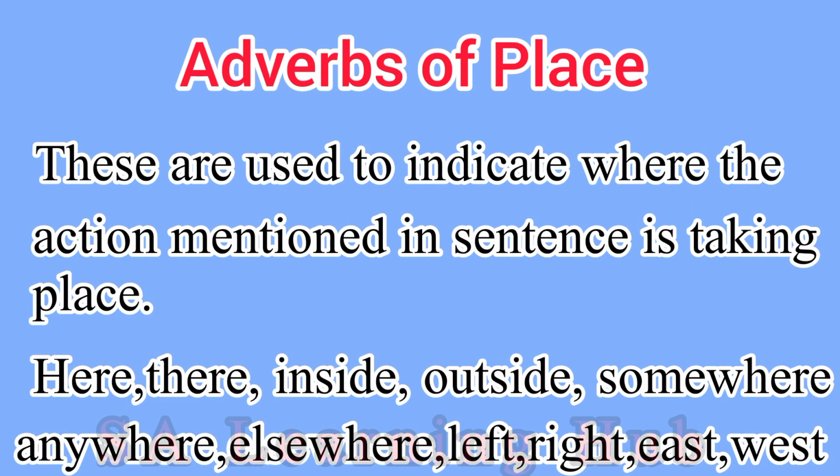The third type of adverbs is adverbs of place. These adverbs are used to indicate where the action mentioned in the sentence is taking place. It includes here, there, inside, outside, somewhere, anywhere, nowhere, elsewhere, or any direction like east, west, north, south, and so on. For example, he is waiting outside. In the sentence, outside is an adverb of place.